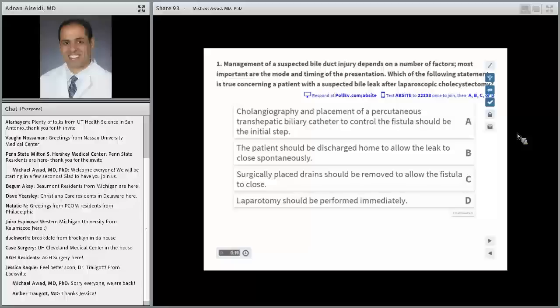Perfect. So first question is about a biliary injury. Management of suspected bile duct injury depends on a number of factors. Most importantly are the mode and timing of presentation. Which of the following statements is true concerning a patient with a suspected bile leak after laparoscopic cholecystectomy? A is cholangiography and placement of a percutaneous transhepatic biliary catheter to control the fistula should be the initial step. B is the patient should be discharged home to allow the leak to close spontaneously. C is surgically placed drains should be removed to allow the fistula to close. And D is laparotomy should be performed immediately.